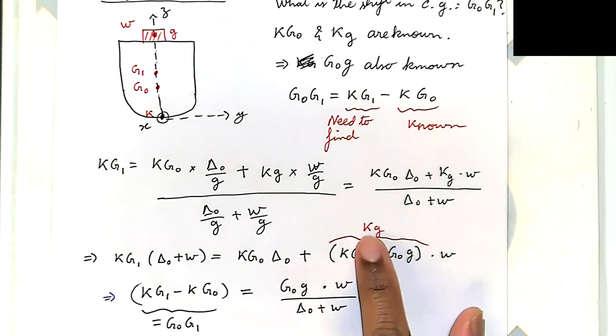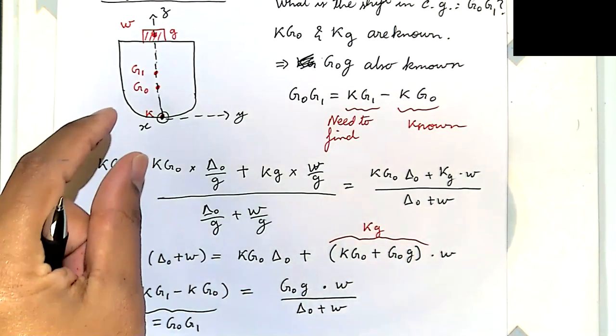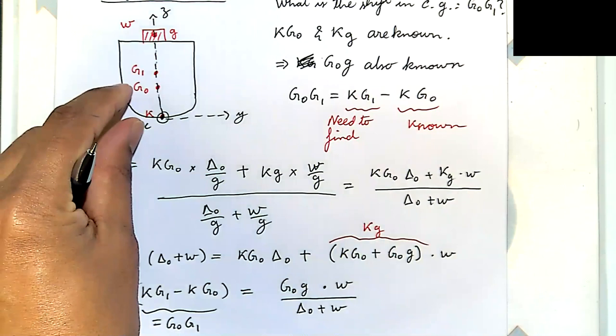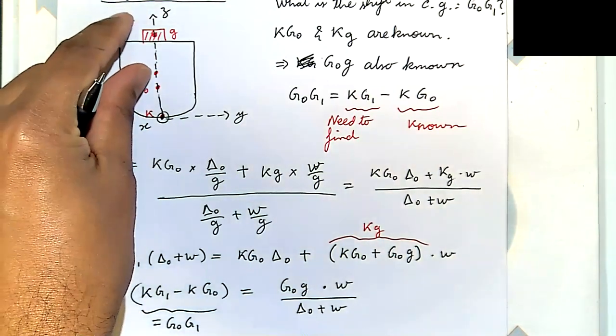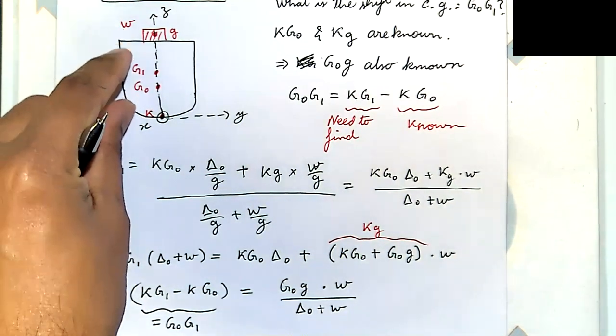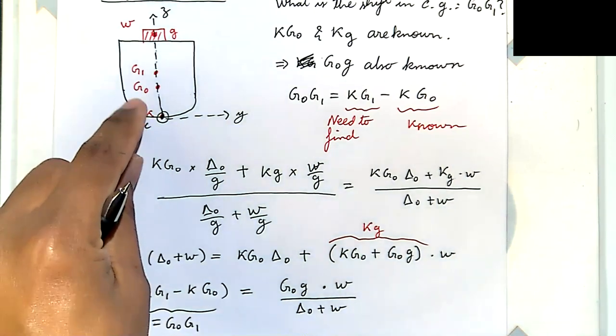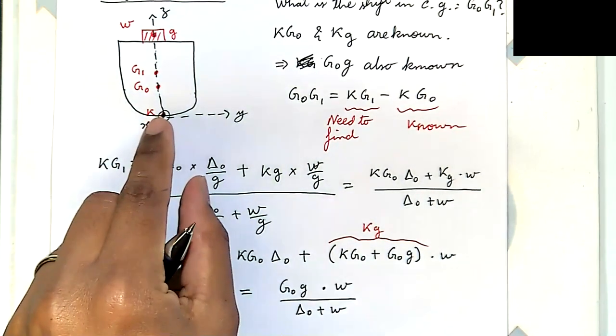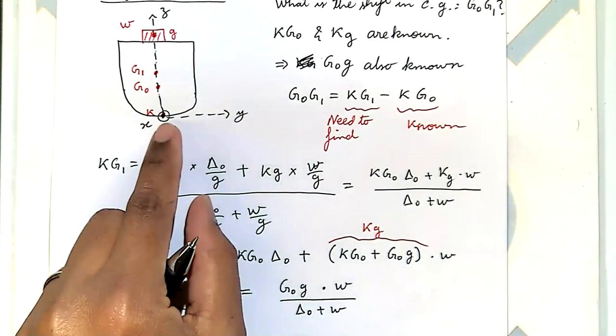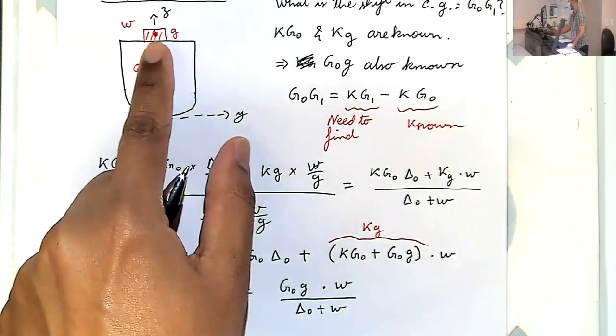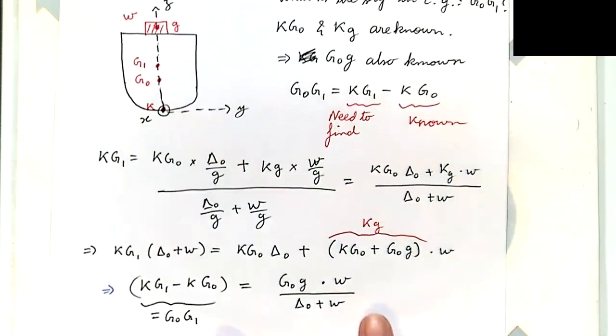So K to g is just this, right? If you know K to G0, and if you know G0 to little g, you just add them up. Going from K to little g is K to G0 and G0 to little g. That's why I wrote it. Makes sense. Thank you.